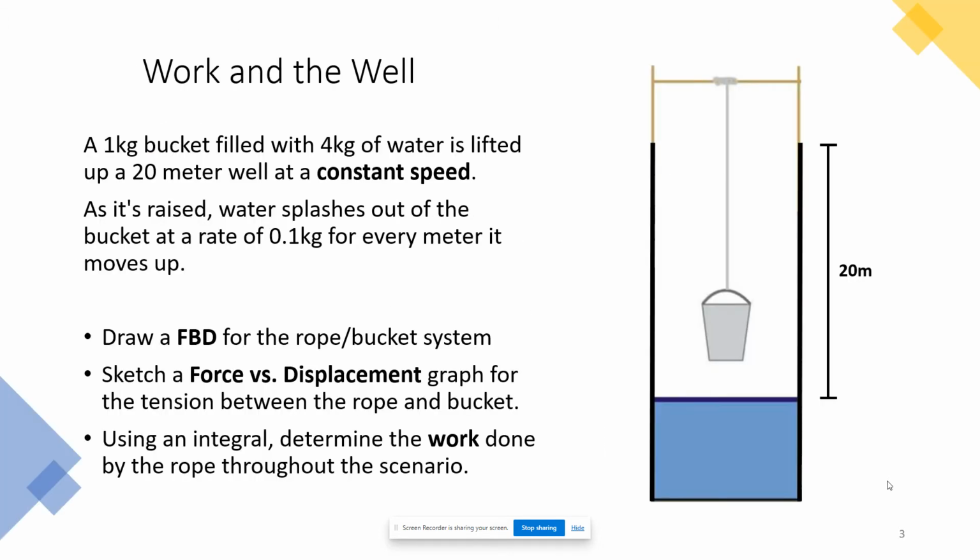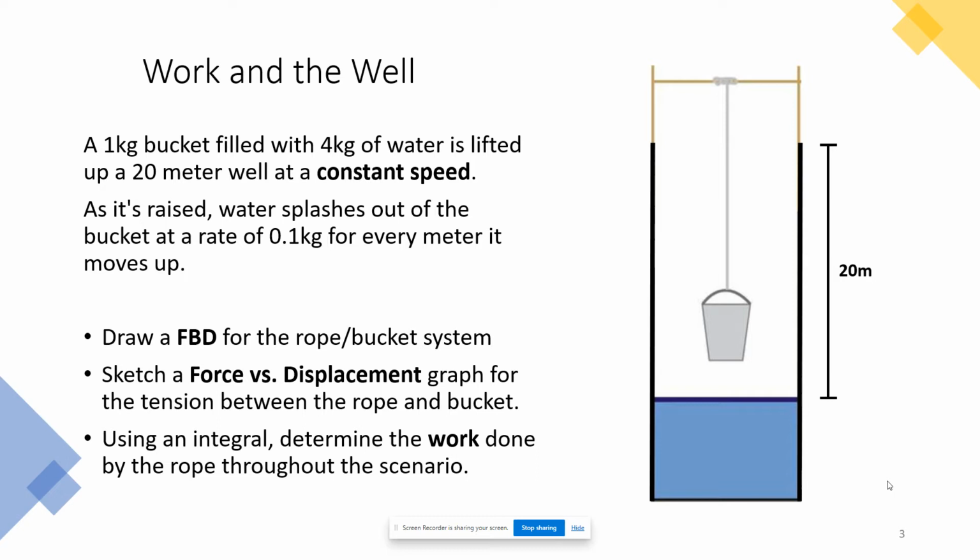So we're diving right into a problem. I'll read this out, pause it, and take some time to try and solve it. In session, I think we would do 5 minutes alone, then 10 minutes in pairs. A 1 kilogram bucket filled with 5 kilograms of water is lifted up a 20-meter well at a constant speed. As it's raised, water splashes out of the bucket at a rate of 0.1 kilograms for every meter it moves up. So, draw a free body diagram for the rope-bucket system.